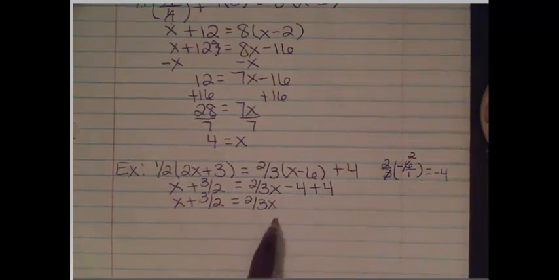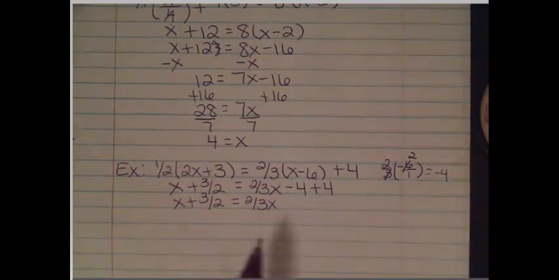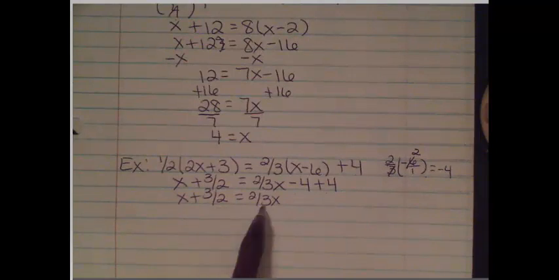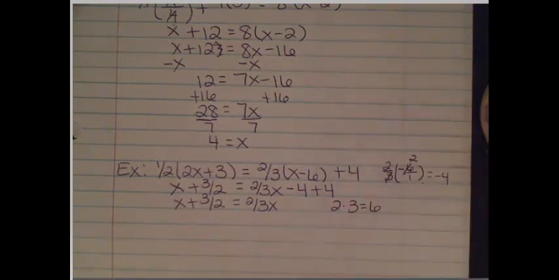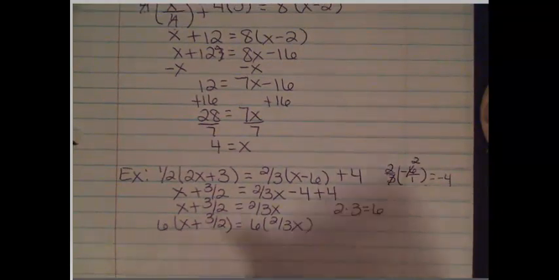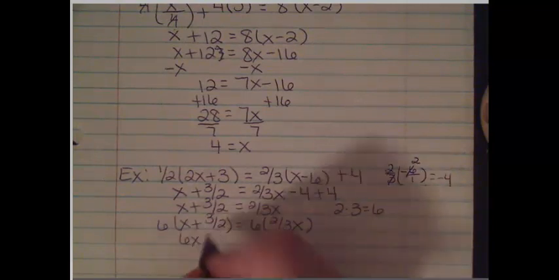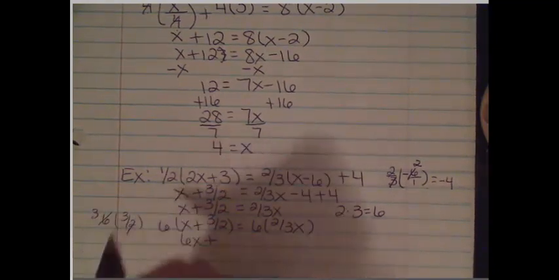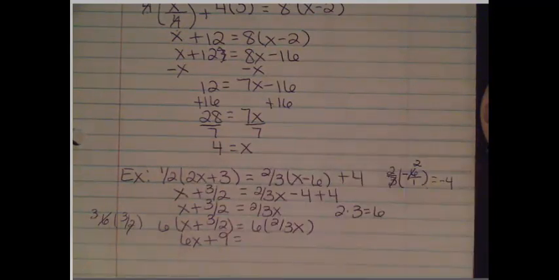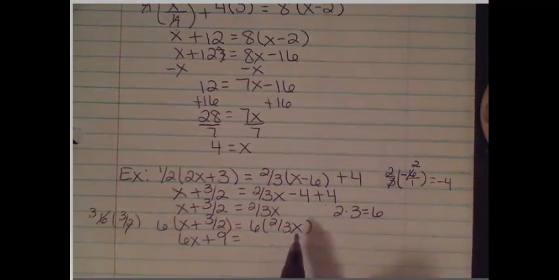We have 2 and 3, so our least common denominator will be 6, because 2 times 3 is 6. So we have to multiply both sides by 6, so we'll have 6 times x plus 3 over 2 equals 6 times 2 over 3x. 6 times x is 6x. 6 times 3 over 2: the 6 will become a 3 and the 2 will go away, so that leaves us with 9. Over here we have 6 times 2 over 3. The 3 will go away. The 6 will become a 2, so that'll leave us with 4x.